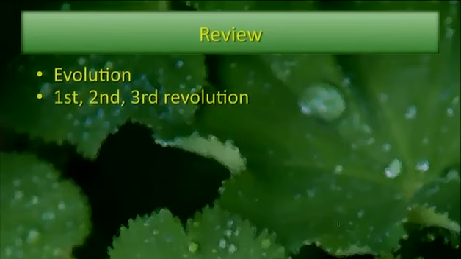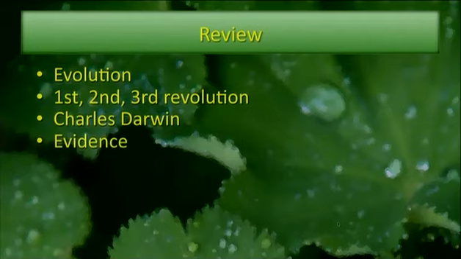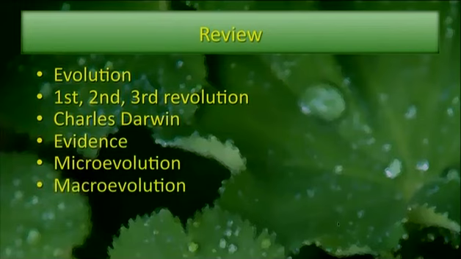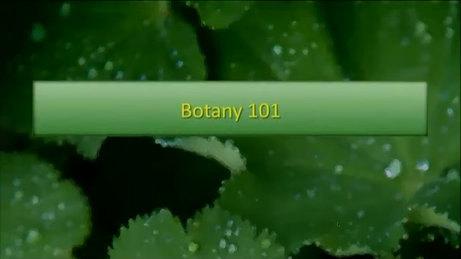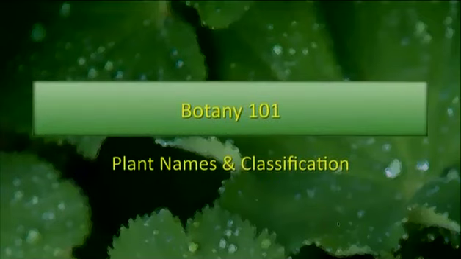Anyway, to sum up what we just did, last time and this time we talked about evolution. We talked about the first, second, and third revolution of evolution. We talked about Charles Darwin, the author of the theory of evolution. We talked about the evidence for evolution. We talked about microevolution, macroevolution, and finally polyploidy. So now we're going to switch topics and get into plant names and classification.